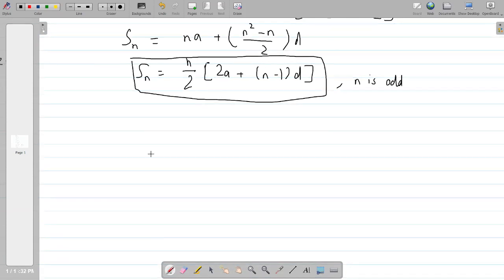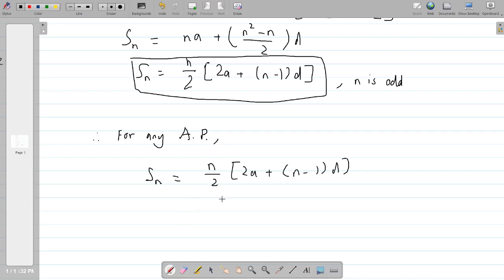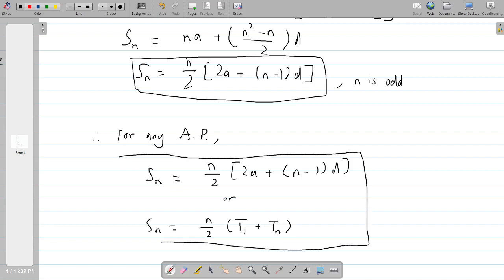So coincidentally, in conclusion, for any arithmetic progression, the sum of the first n terms is going to be n over 2 times (2a plus (n minus 1)d), or n over 2 times (the first term plus our nth term). Right? And this is true for any arithmetic progression with any first term and common difference. And that's the amazing thing that Gauss actually discovered.